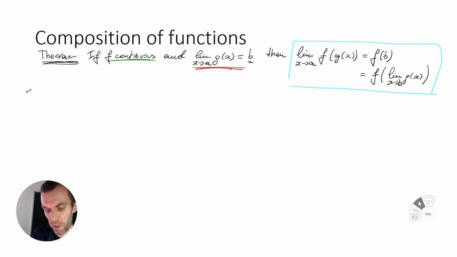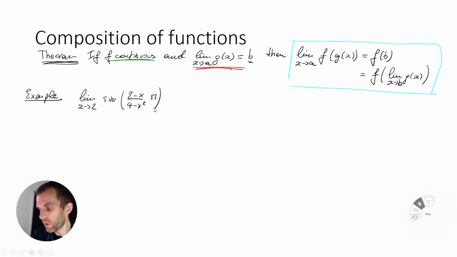So let's look at an example. Here we want to calculate the limit as x goes to 2 of sine of (2 minus x)/(4 minus x squared) times pi. We see that the outer function, that's our sine, is f, and the inner function, the g, is whatever we have here.